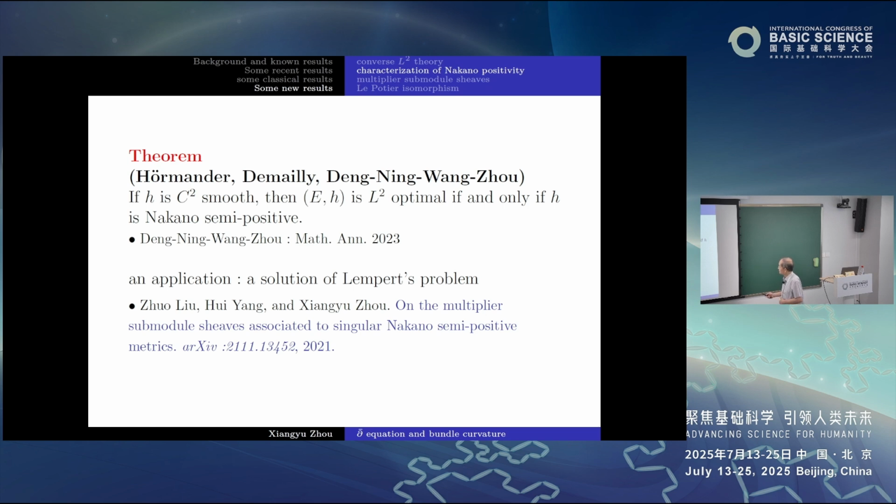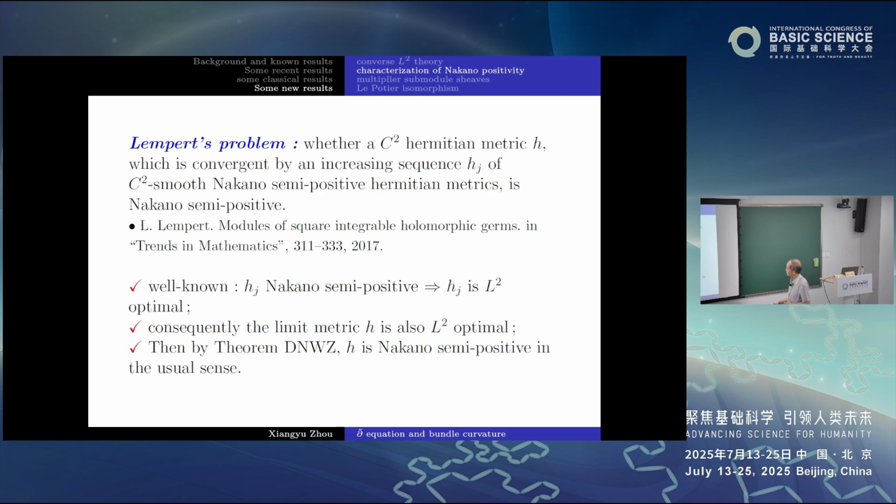Using this theorem, we can get an application, to solve a problem of Lempert. For example, you can see in this paper we already wrote the solution of Lempert's problem. This problem asks whether a Hermitian metric, which is the limit of an increasing sequence of Nakano semi-positive Hermitian metrics, is still Nakano semi-positive or not. This problem was posed by Lempert in this paper.